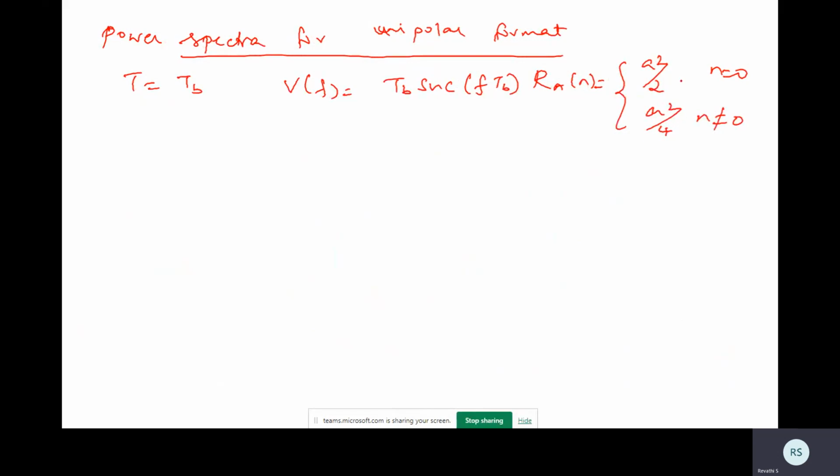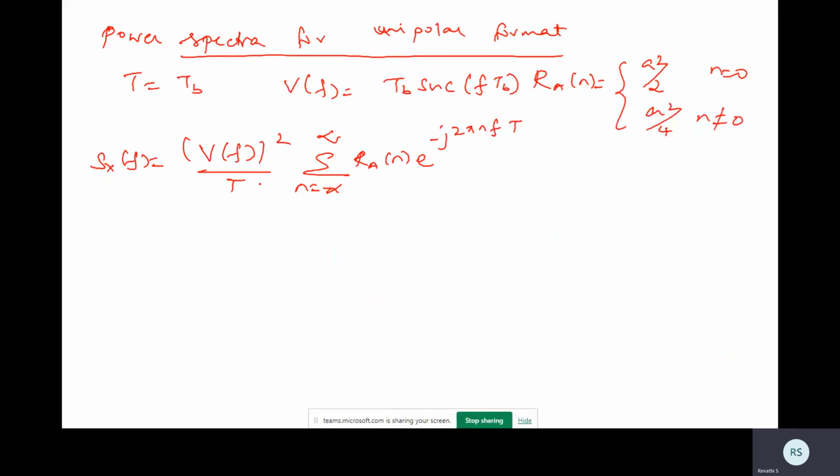So here you are having all combinations of n, that is from minus infinity to plus infinity. All combinations of n give you some value, and at n equal to 0 also you are having a square by 2. So you have to substitute. The general formula Sx of f is nothing but V of f modulus the whole square by T, summation n equal to minus infinity to plus infinity RA of n e power minus j 2 pi n f Tb. Now carefully you substitute.